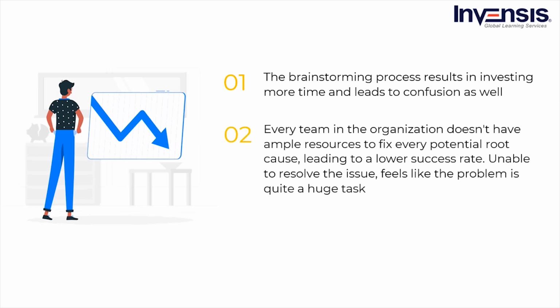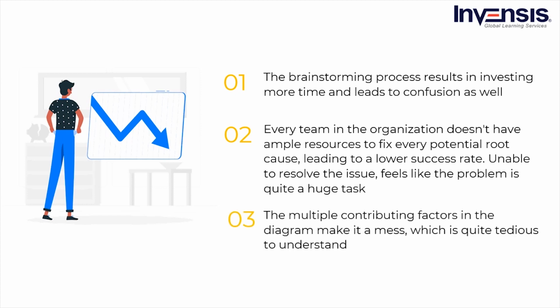Next, the Fishbone Diagram leads to a divergent approach, wherein you would want to fix every root cause that leads to the major issue. Unfortunately, every team in the organization doesn't have ample resources to fix every potential root cause, leading to a lower success rate. Unable to resolve the issue, feels like the problem is quite a huge task. Then, the multiple contributing factors in the diagram make it a mess, which is quite tedious to understand.